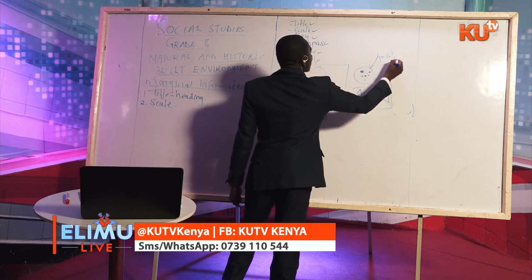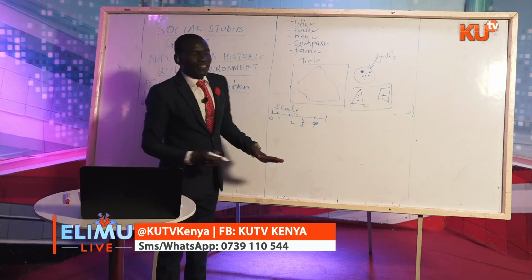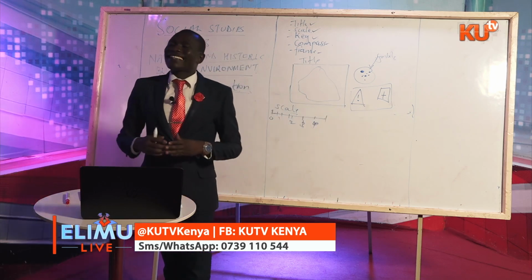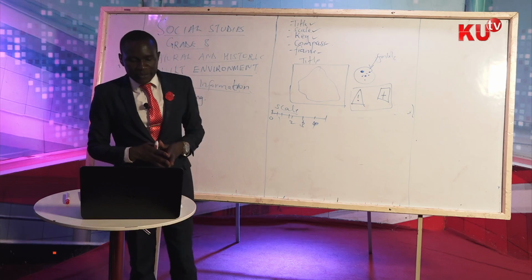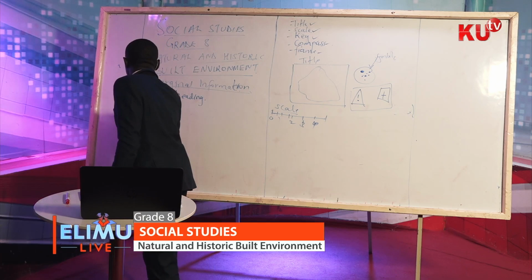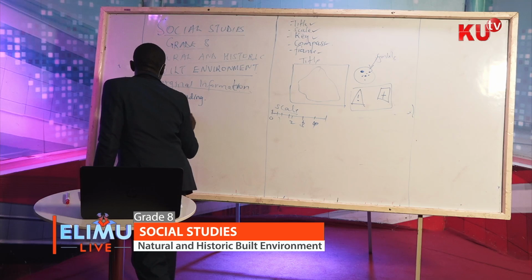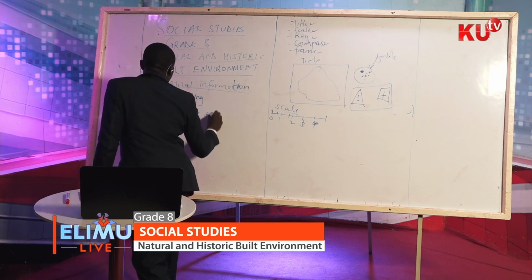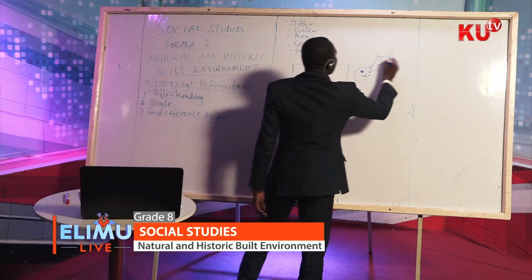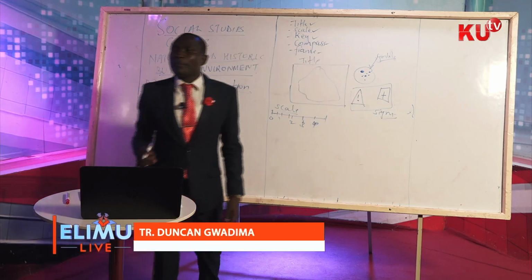These symbols and signs on a map are not found inside. They are found on the key. They are referred to as the grid reference system. So our number 3 is called the grid reference system. The grid reference system refers to signs and symbols that are found on the map.